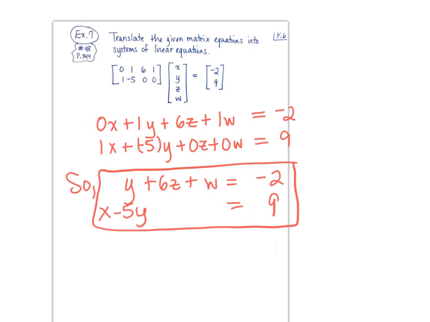Okay? All right. Have a good one. This is matrix multiplication.